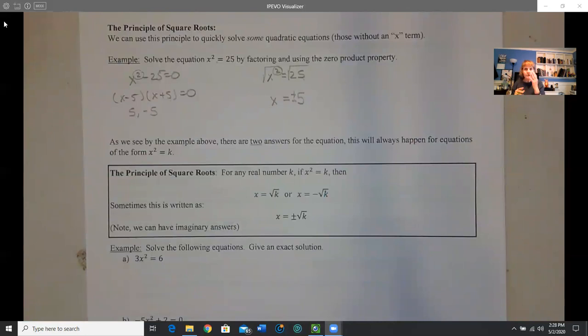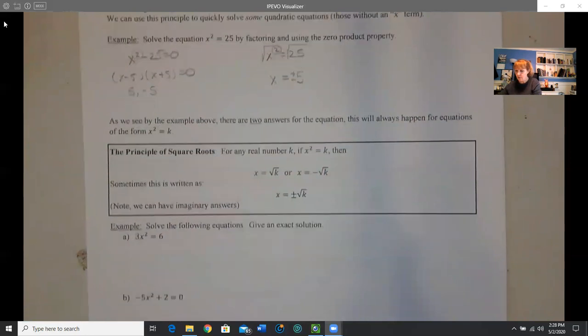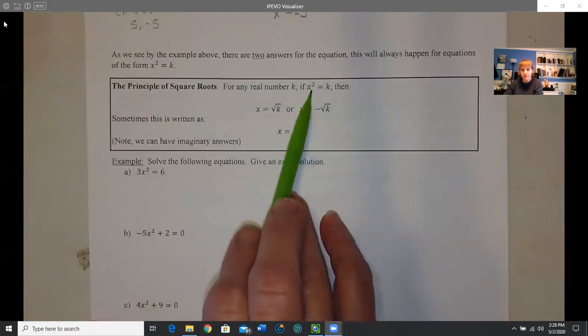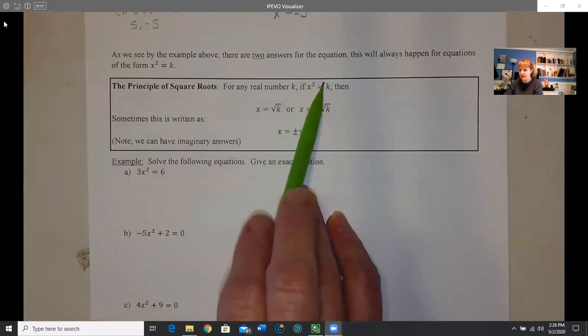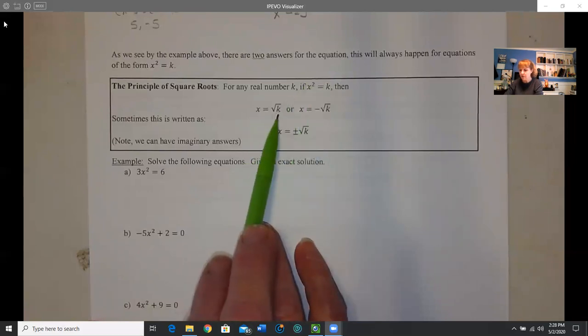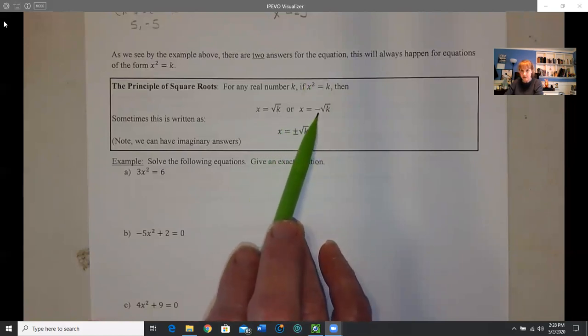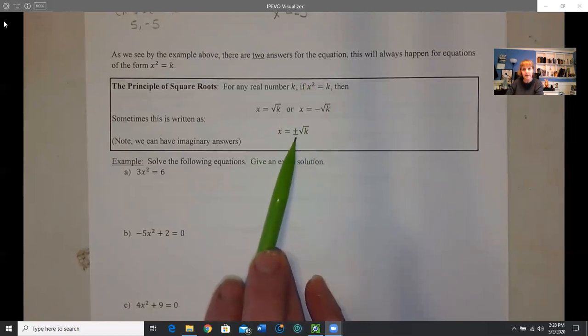So this is called the principle of square roots, and it's kind of formalized in the box. We'll go through some examples. That if you have x squared equaling k, if you take the square root of both sides, you'll end up with a positive square root of k, or you'll also have a negative square root of k. So you'll have the two solutions that we write like this.